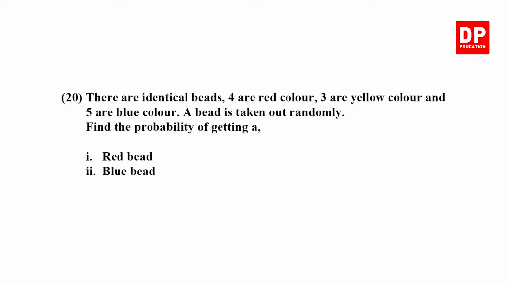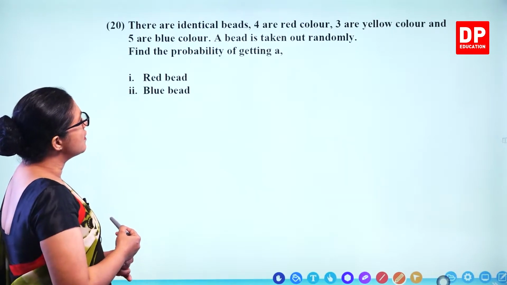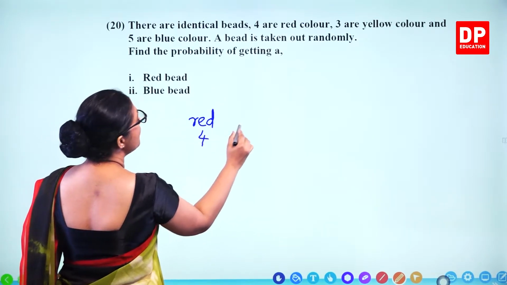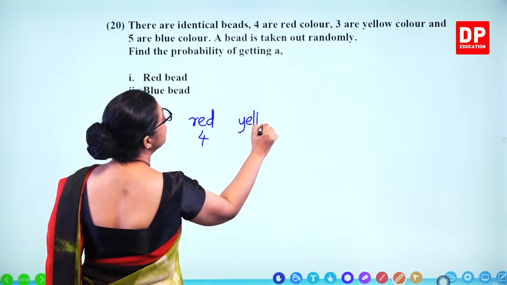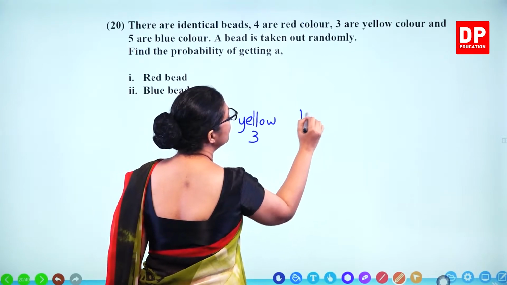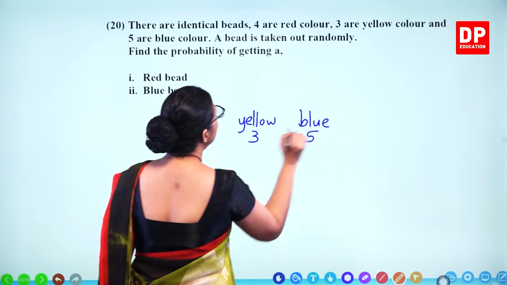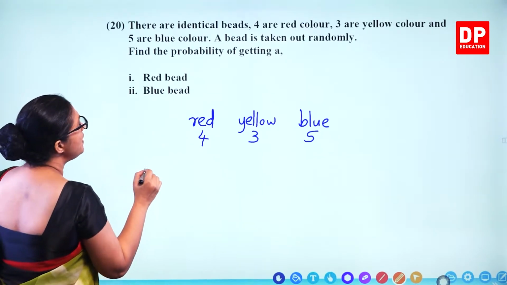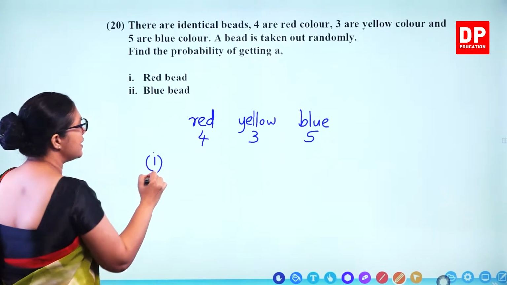Question number 20. There are identical beads: 4 red, 3 yellow and 5 blue. A bead is taken out at random. Find the probability of getting a red bead.